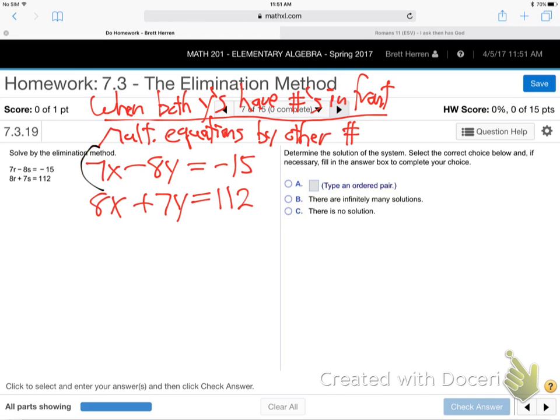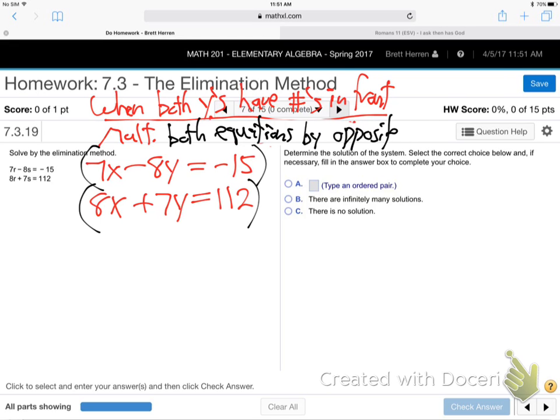In other words, I'm going to look at the top equation. I'm going to have to multiply both equations. Well, let me change that wording there. Multiply both equations by opposite number. That's probably a more clear way to say it. So multiply both equations by opposite. In other words, I'm going to take the top equation and multiply by 7 because that's the other one's y. And I'm going to take the bottom equation and multiply by 8. See how I did a switcheroo thing?